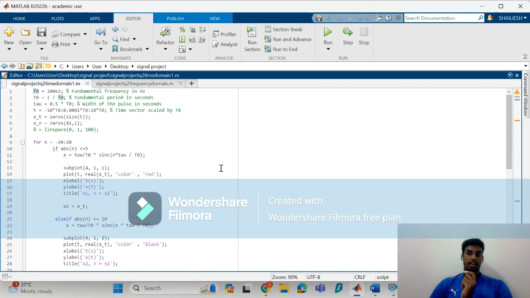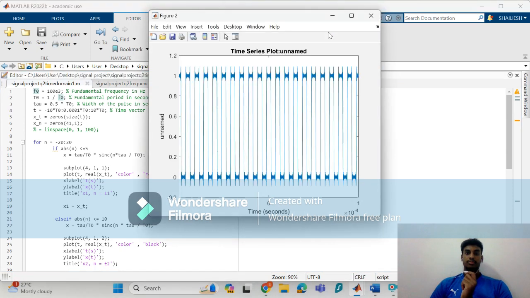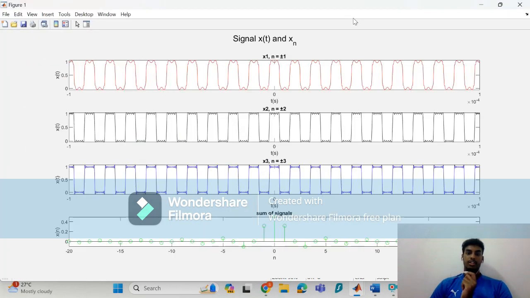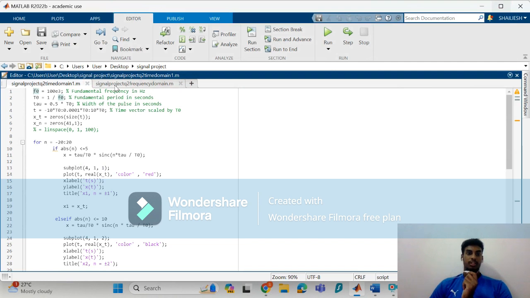When we run the coding, these are the signal values before the low pass filter. This was our outcome.